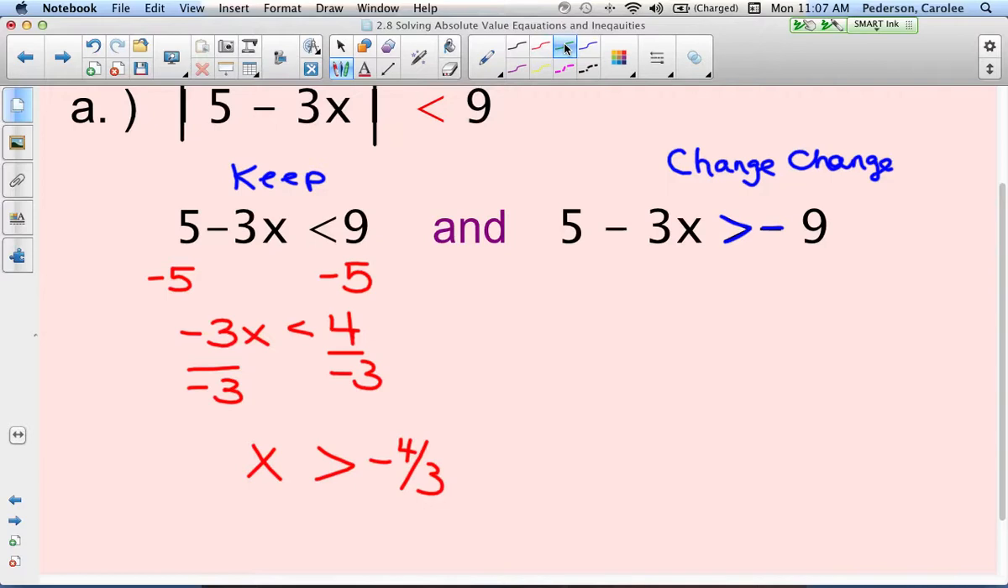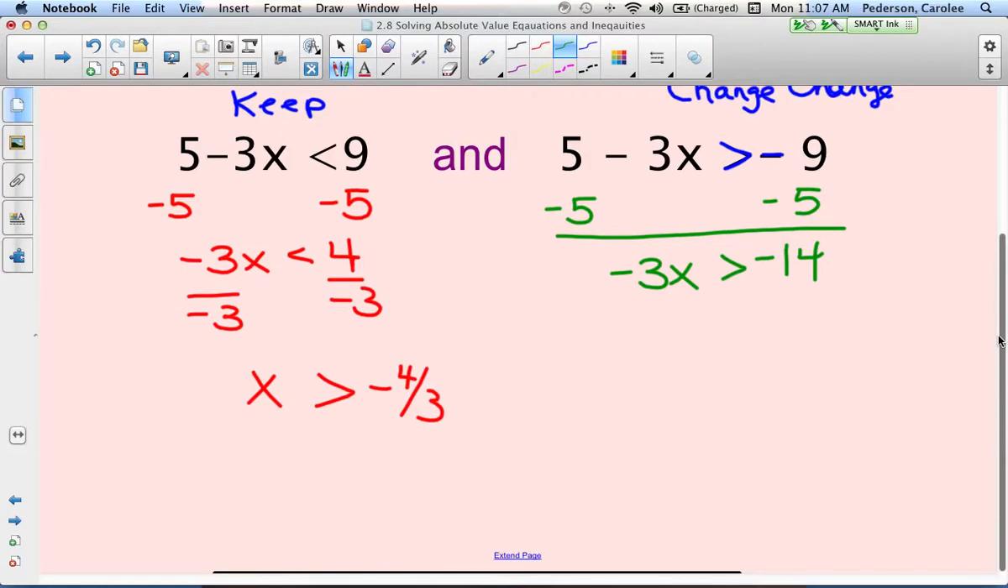On the right equation here, we're going to do the same thing. We're going to subtract 5 from both sides. So we're left with -3x on the left, greater than, and now -9 minus 5 is -14. Now we're going to divide both sides by -3. We need to switch the inequality direction because we divided by a negative number. We're left with an x on the left, and now -14 divided by -3 is 14/3.